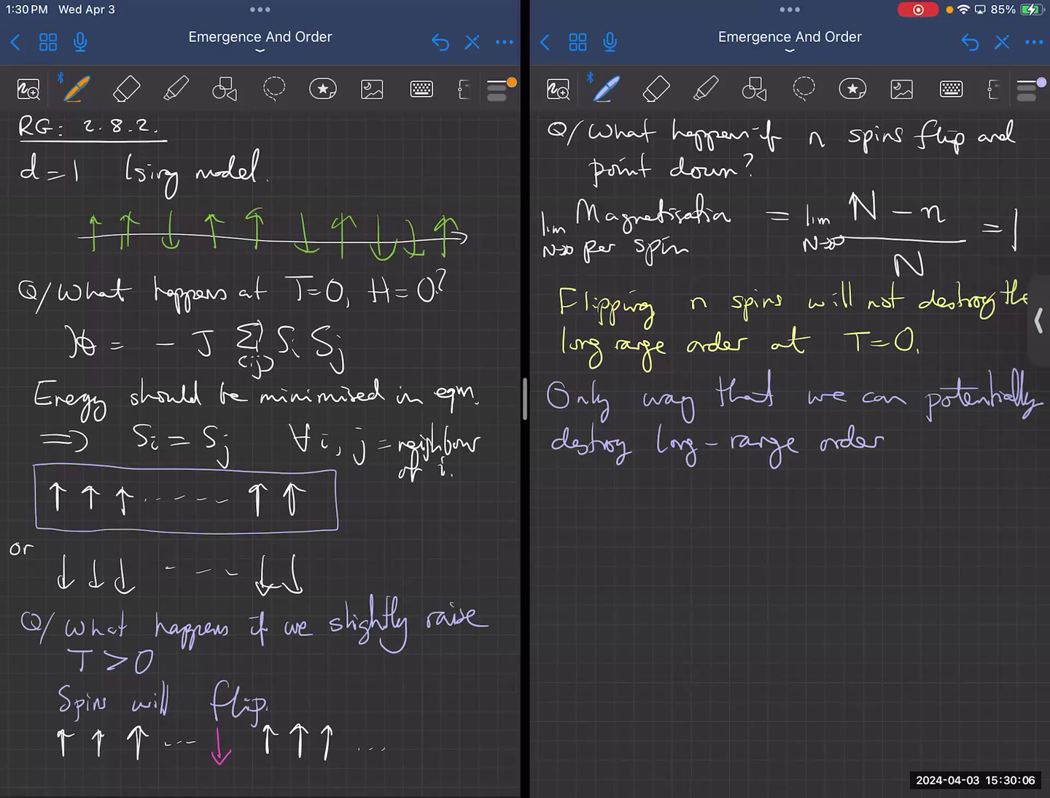So the only way that you can potentially destroy long-range order is that we asked the question wrong. We said, what happens if n spins flip? Okay, n could be 100, could be 3, it could be 10 to the 50. Even if I flip 10 to the 50 spins, it will still not destroy the magnetization, because I have to take the thermodynamic limit, the large system limit. So the only way we can potentially destroy long-range order is to ask a different question: not what happens if we flip n spins, but what happens if we flip a fraction of the spins? The difference is that the fraction will scale with the system size.